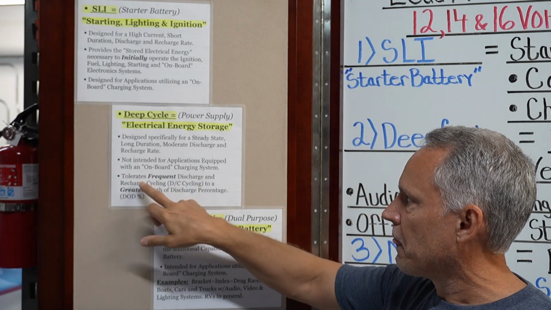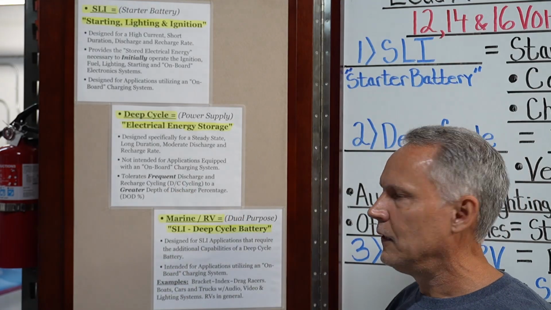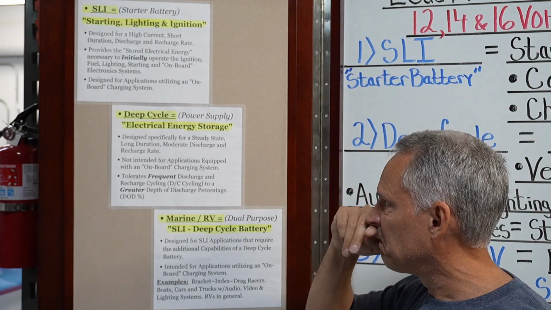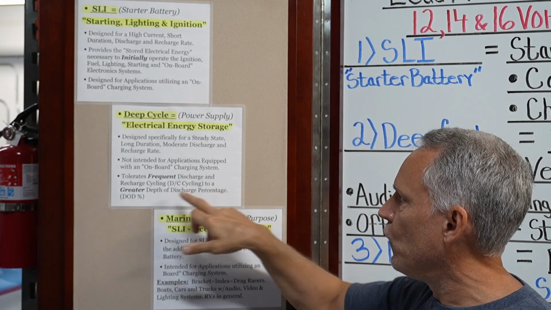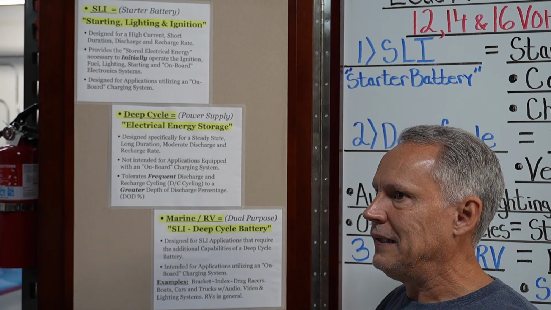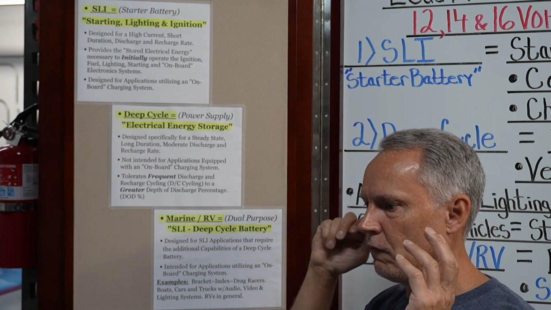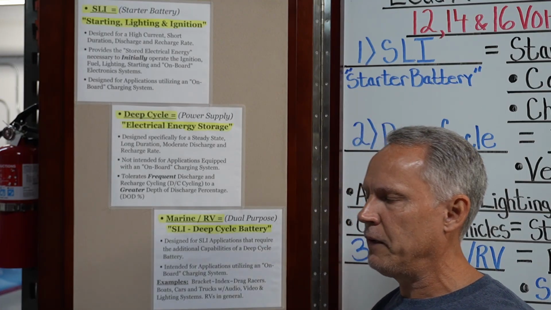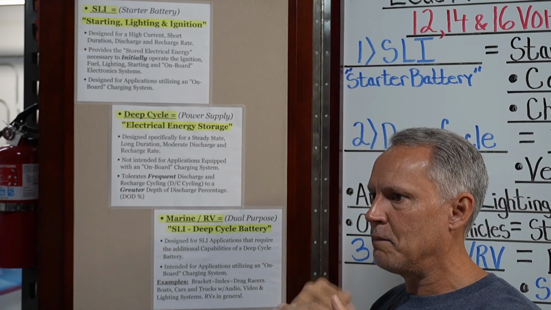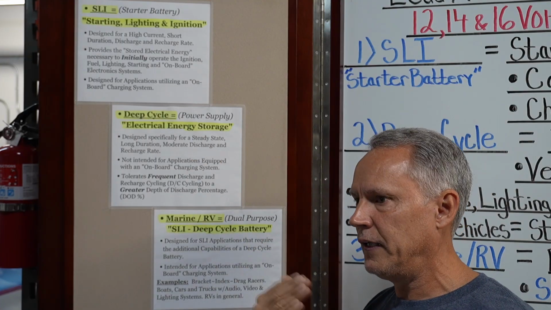It tolerates frequent, doing this over and over, discharge and recharge cycling, also known as DC cycling, to a greater depth of discharge percentage. What that means is, like in a starter battery, SLI battery, when you start the vehicle and you have that great energy drain on the battery, it does not become totally discharged. It still has a great amount of charge stored. It's not designed to be greatly discharged. It actually can damage the battery.